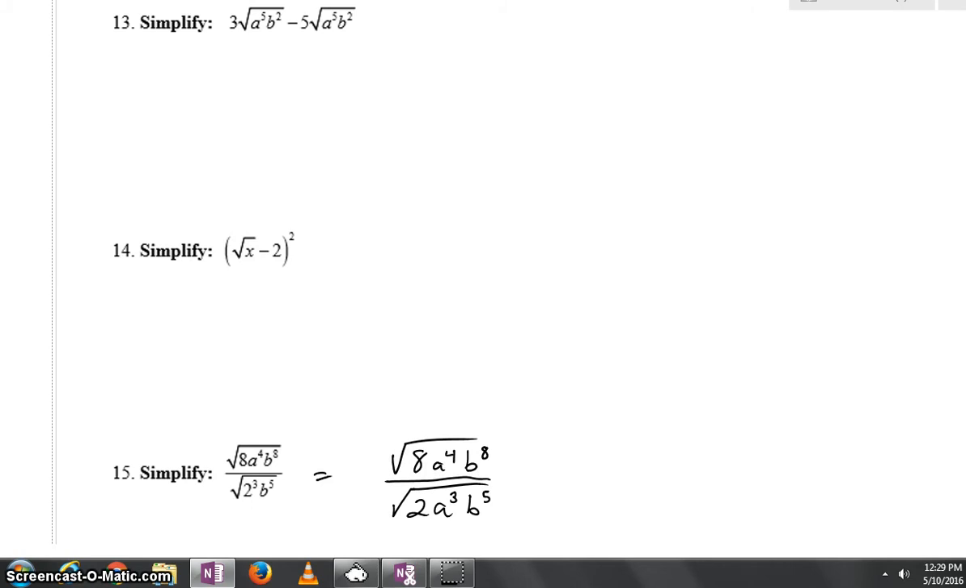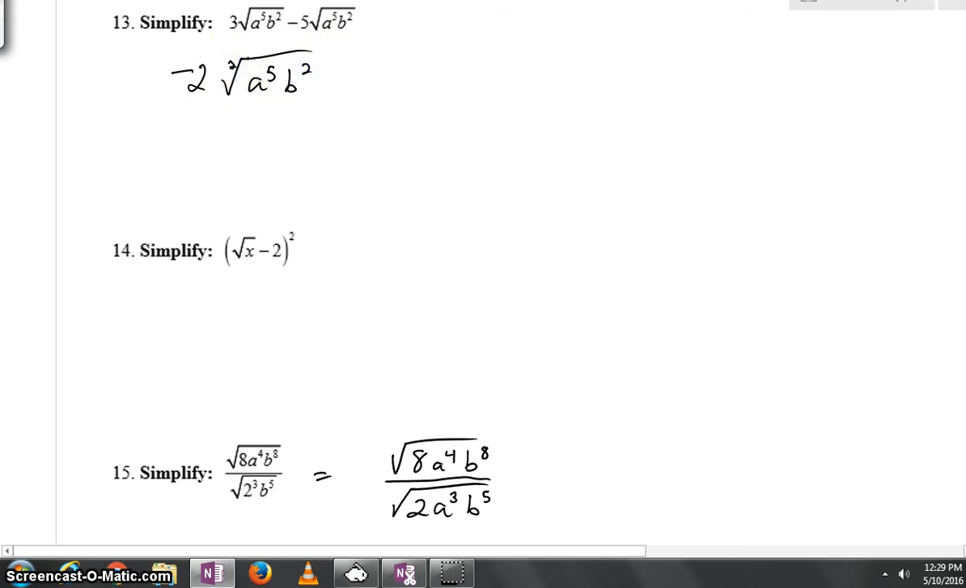Picking up with our Algebra 2 final exam review, let's look at number 13. We saw this problem a lot in Chapter 7. Really, we're combining like terms. These radicals are identical. 3 minus 5 is actually negative 2. And we'd have negative 2 times this square root of a to the 5th b squared.